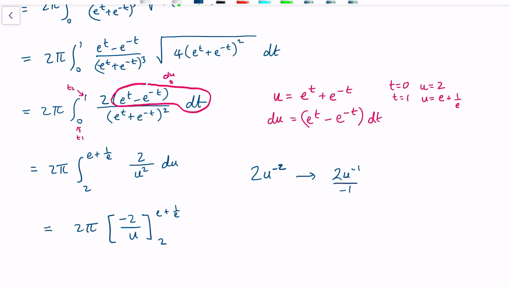Okay, so if we evaluate that, I'm just going to do it on the graphics calculator. It comes out to be 2.2113 to 4 decimal places. There is an exact form, but it isn't really very nice.